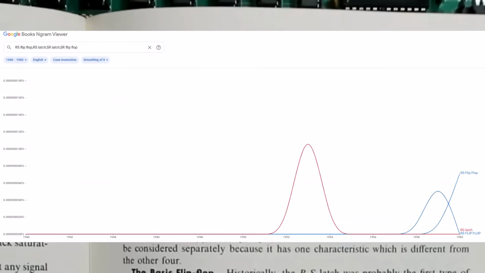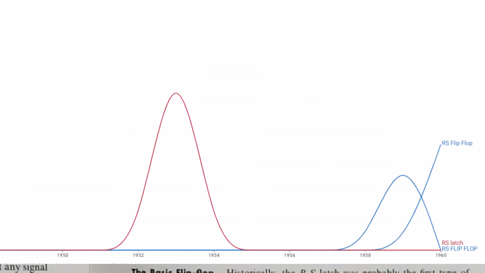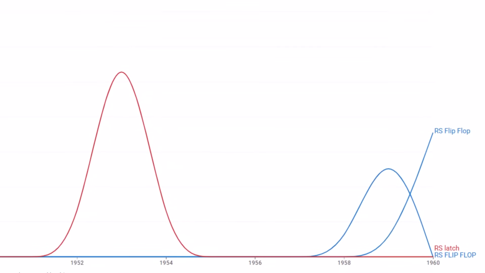So early on, these latches had a number of names, such as trigger and clear circuits, but in the 60s, the industry settled on RS flip-flop. Here's an N-gram from 1940 to 1960. This red bump is RS latch, and that showed up as the result of a 1953 Electronic Design magazine, and anything SR didn't show up at all. The blues are just different capitalization of RS flip-flop.